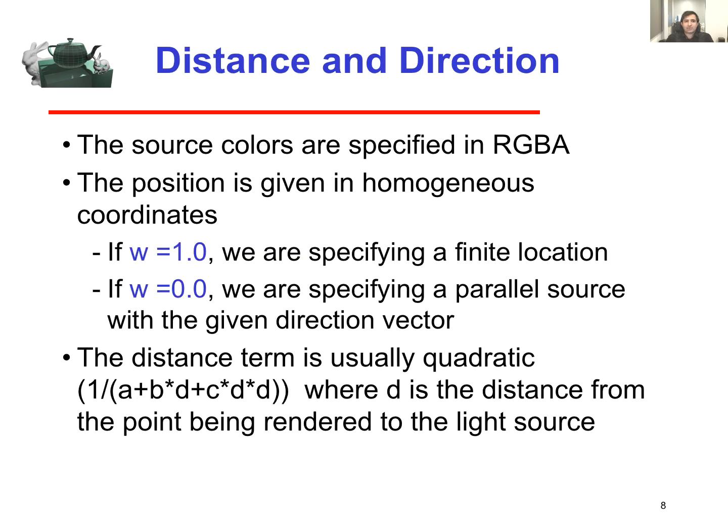Again, the light source colors are specified in RGBA format. The light source position is specified in homogeneous coordinates, and the last component W is 1 if we are specifying a finite location, and it's 0 in case the source is a distant source at infinity and therefore the rays are parallel. The distance term is usually quadratic, like you see in here, where d is the distance between the point being rendered and the light source.